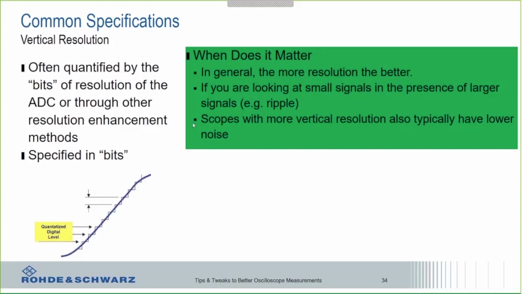There is also a side benefit: scopes with more vertical resolution also typically have lower noise. And that's almost a necessary benefit, because if you have a bunch of noise, you're just going to lose the additional benefit of vertical resolution and have it eaten up in the additional noise of the scope.